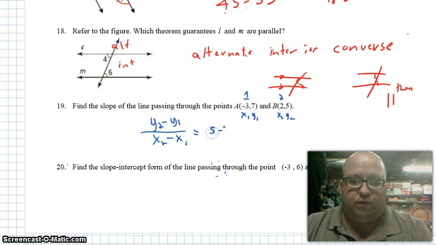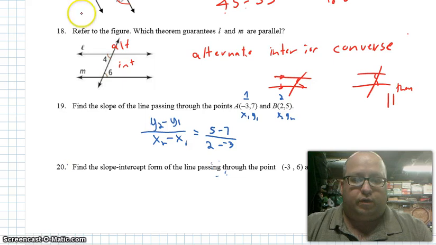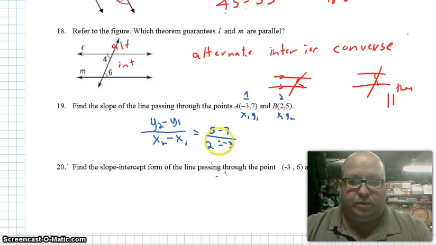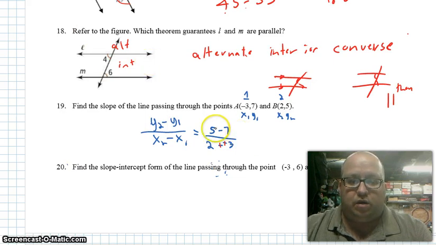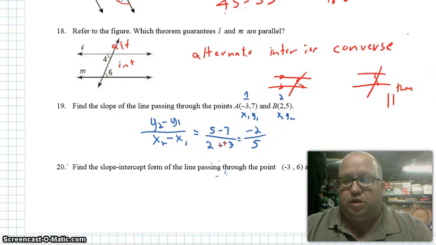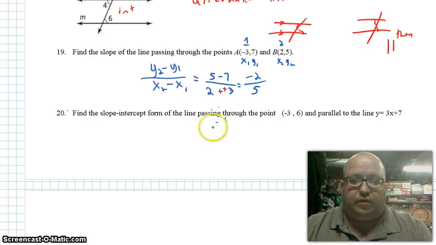So 5 minus 7 on the top, that's y2 minus y1, over x2, which is 2 minus -3 on the bottom. Well, we've got this double negative thing going on here. I'm going to add the opposite of that. So I'm going to change that, and now 5 minus 7 is -2, 2 plus 3 is 5. And that's the slope through the points (-3, 7) and (2, 5).